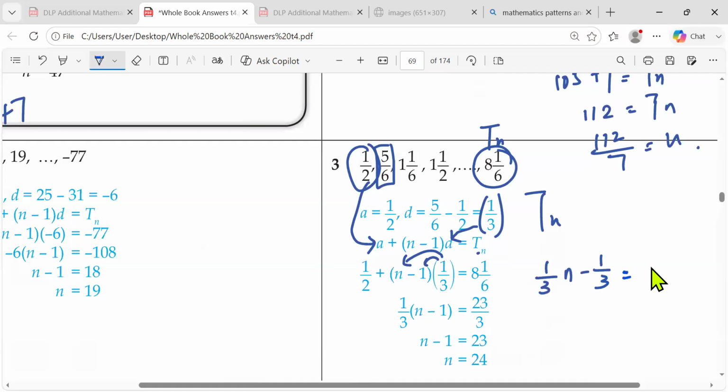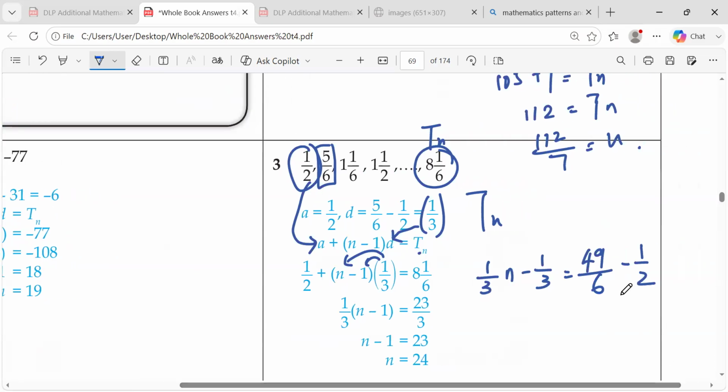It's up to you. 8 1/4 minus 1 over 2. So this one, I need to change to an improper fraction. 8 times 6, I get 48. 48 plus 1, 49. So this one, I get 48 minus 2. Is it correct? Oh, this is 6. I'm so sorry. This is 6.